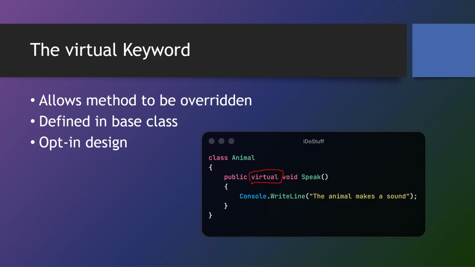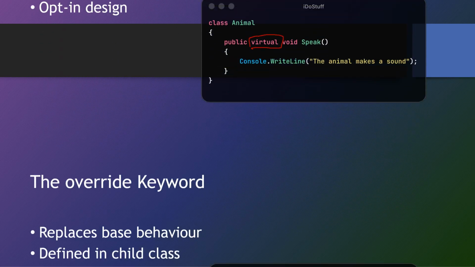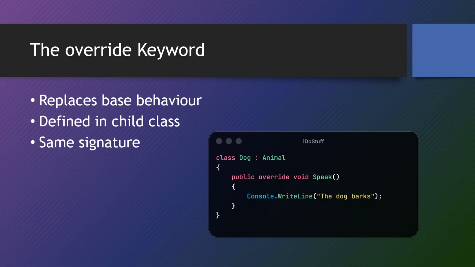The override keyword, child class side. In the child class, you use the override keyword. This tells C#, I am replacing the base class version of this method. The method signature must match exactly. Same name, same parameters, same return type. If it doesn't match, C# will give you an error, which is a good thing.